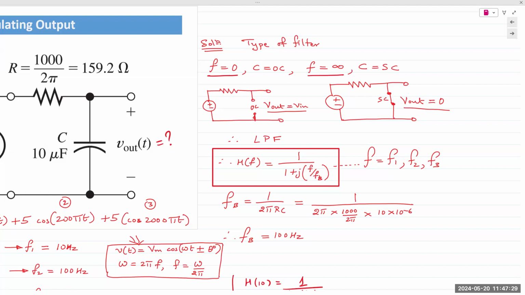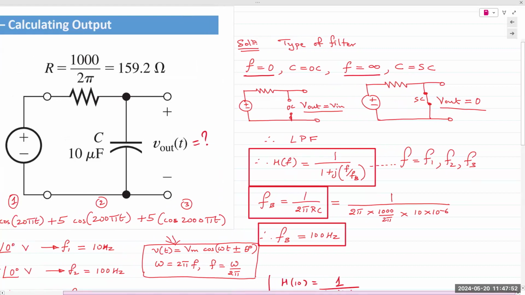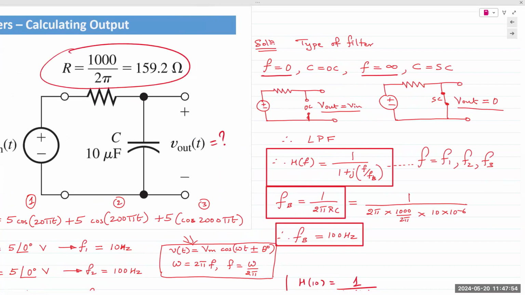Next step is to calculate fb. fb for an RC filter is standard: 1 over 2 pi RC. Values for R and C are given to us. Okay, so we calculate the break frequency, and it turns out to be 100 hertz.